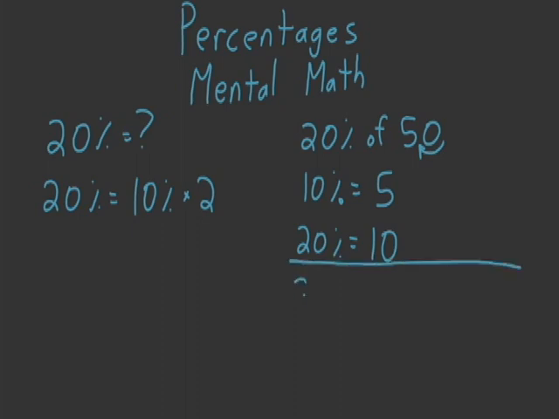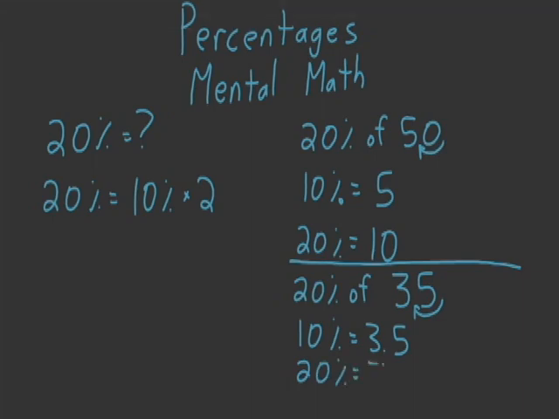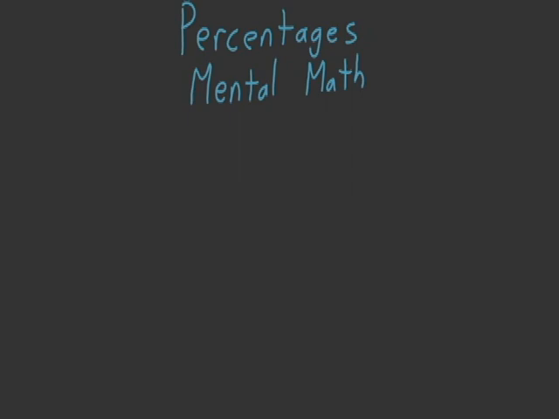If I wanted 20% of 35, I would find 10%. So I move the decimal over one place value, gives me 3.5. And then I would end up doubling that, which would end up giving me 7. For a lot of these, you just combine the numbers.